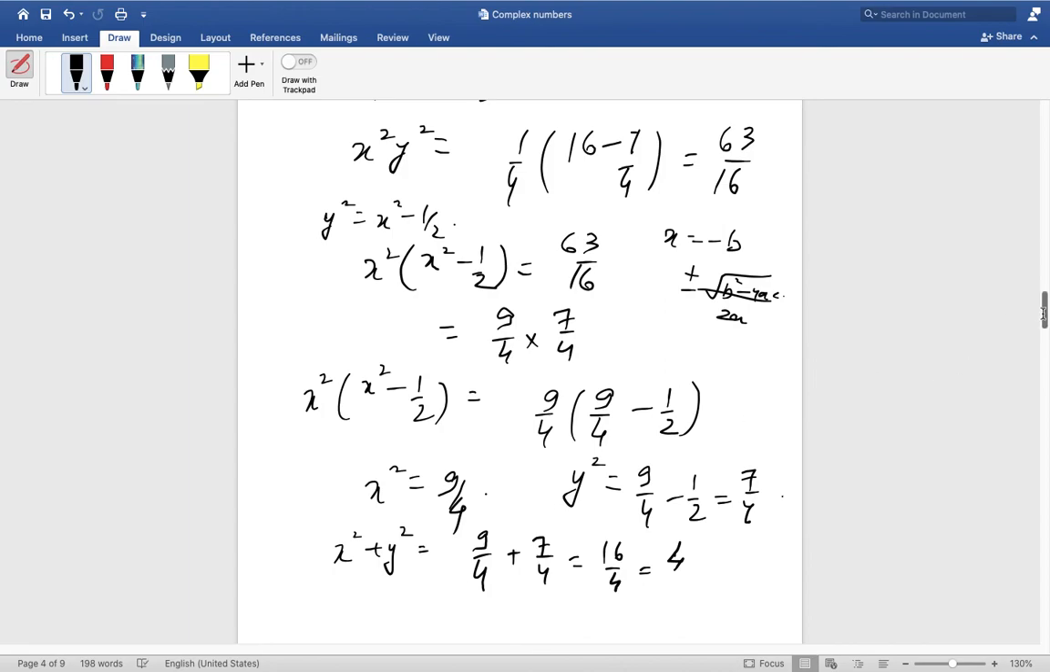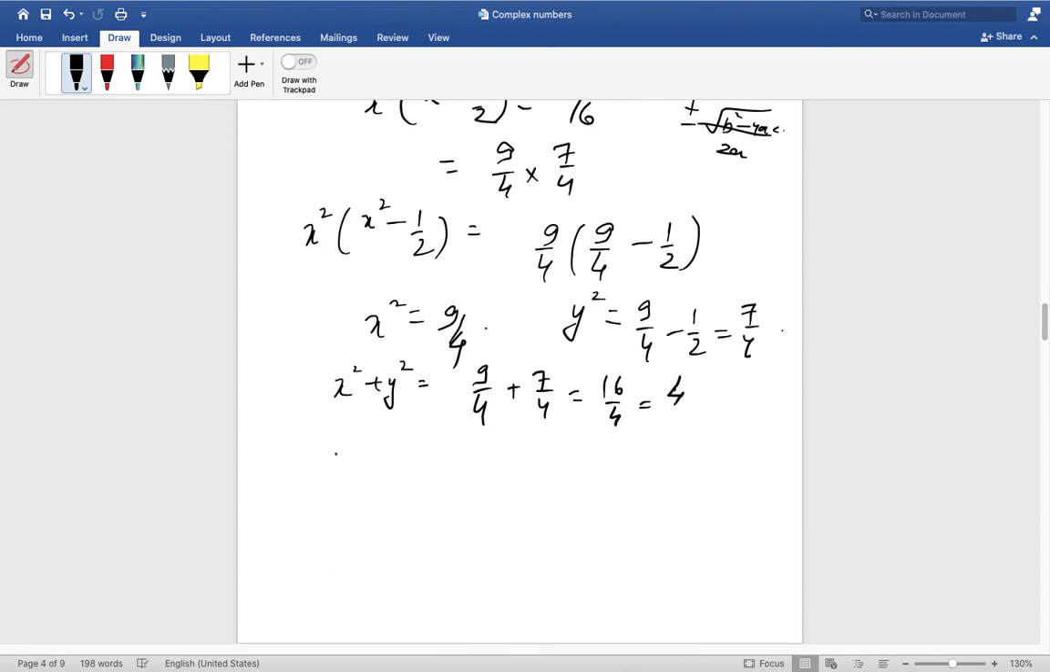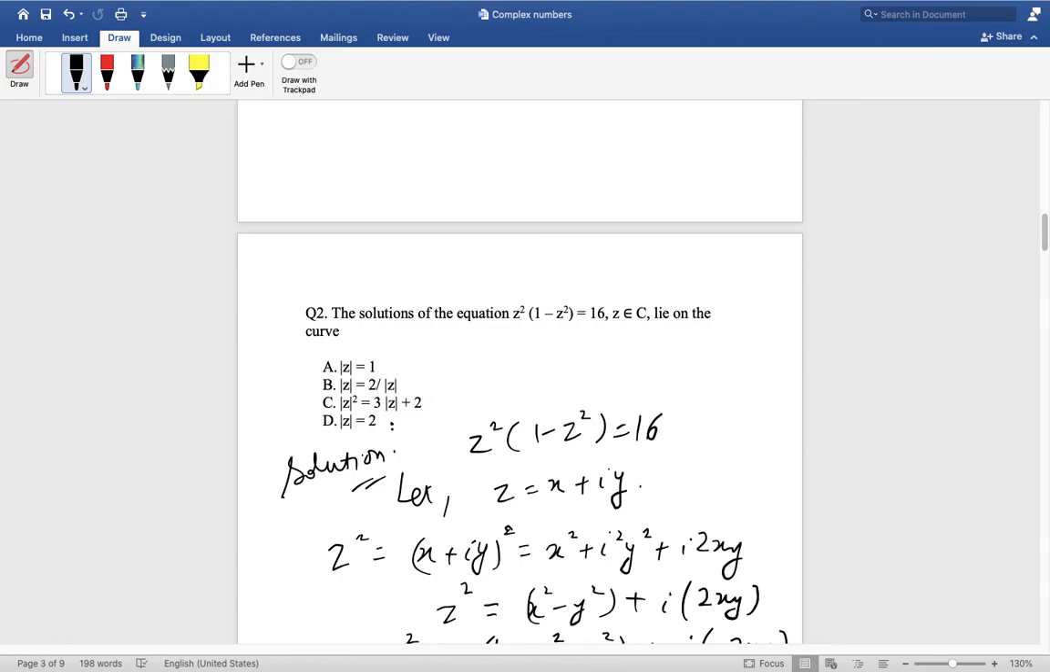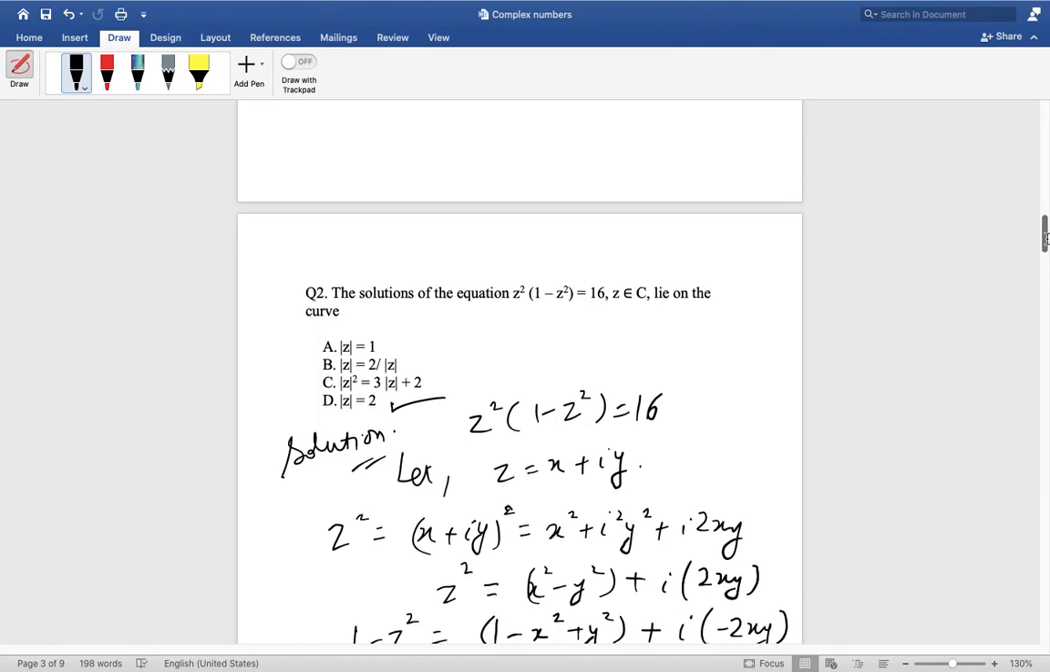What is mod z? We know that mod z is equal to square root of x square plus y square, which is equal to square root of 4, which is equal to 2. So mod z is equal to 2. Now let us look at my options. Mod z equal to 2, option D. So that's it. Now let us move on to the next problem.